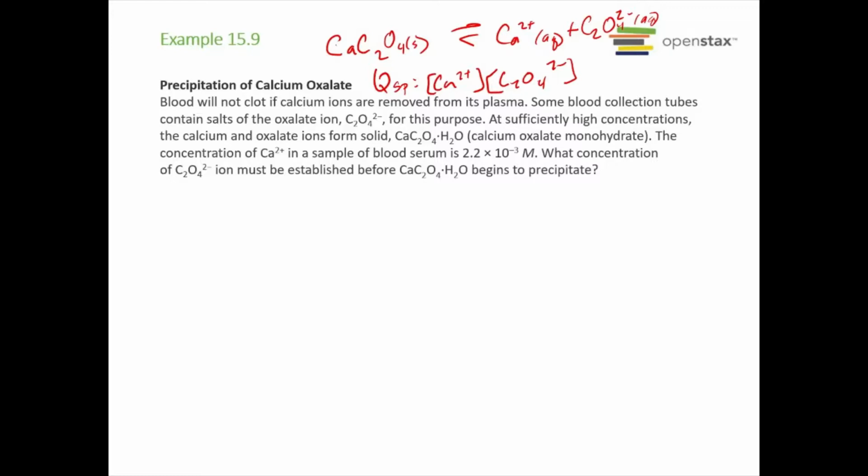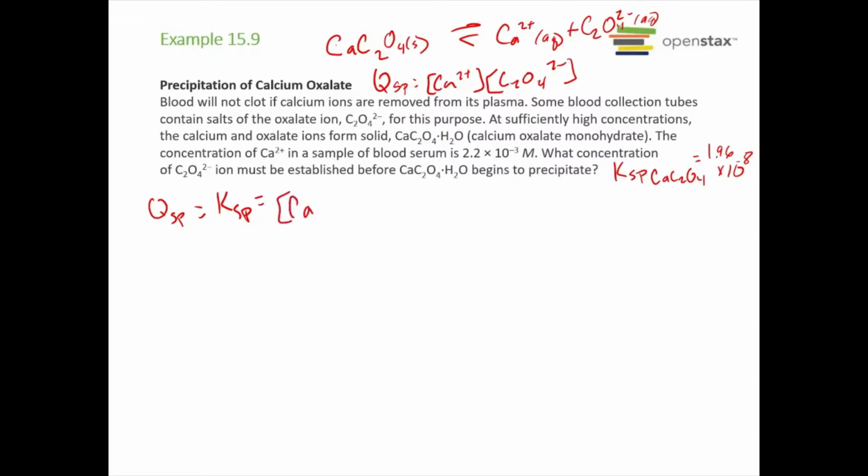And if you were to look up from your appendix, KSP for the calcium oxalate is equal to 1.96 times 10 to the negative 8th power. So basically here, what we're looking for is our equilibrium point. Because at equilibrium, QSP is equal to KSP, and this is going to be right where precipitation starts.